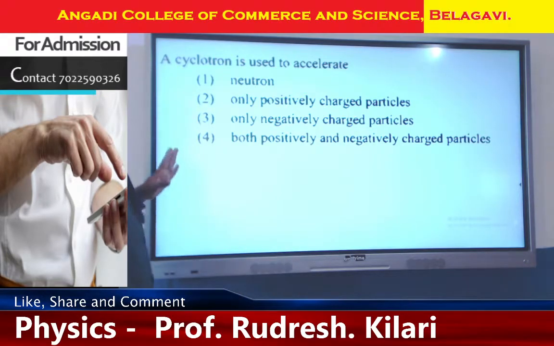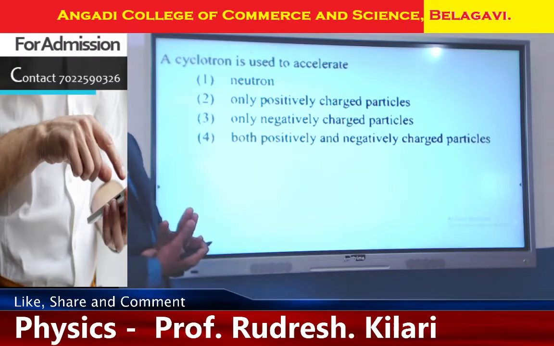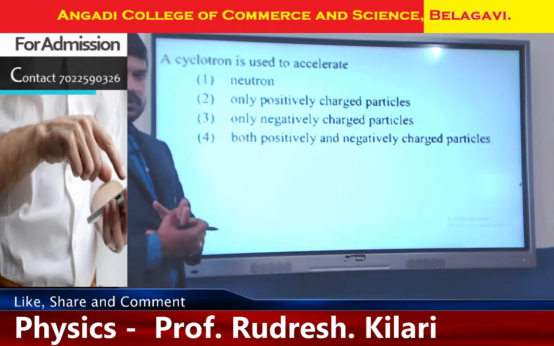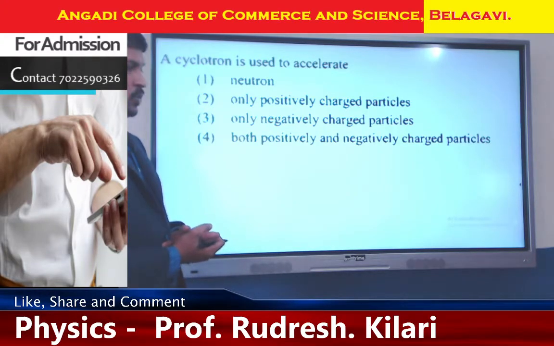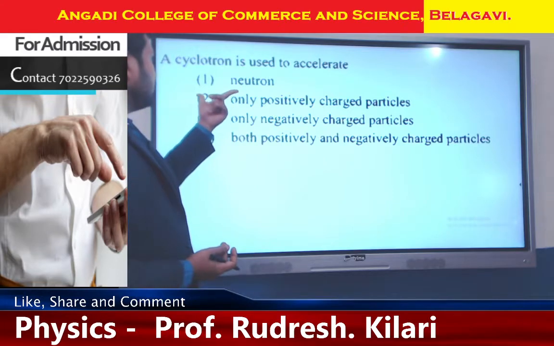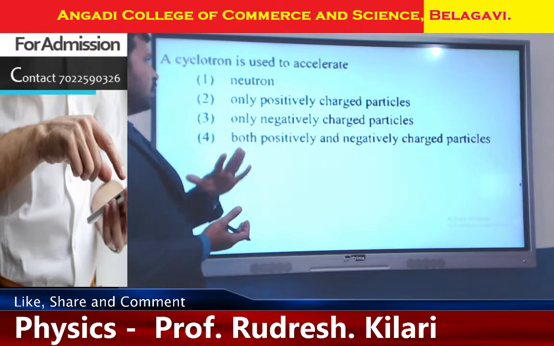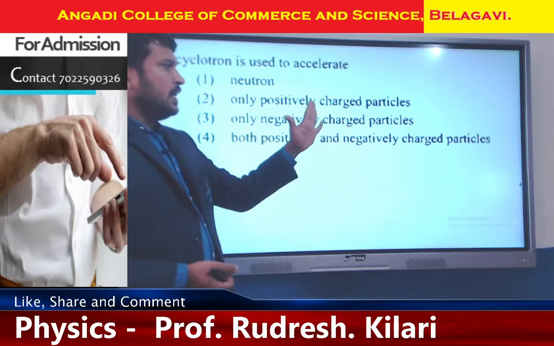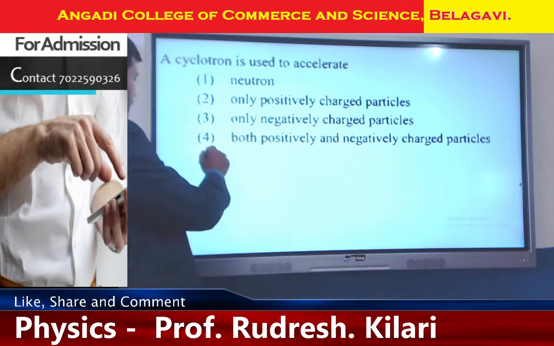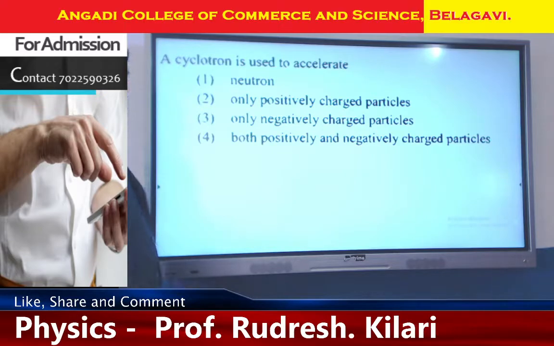Next one. A cyclotron is used to accelerate. Using a cyclotron, we can accelerate both positive as well as negative charges. Options: proton, neutron, charged particles. First one, neutron. Only positive charge, only negative charge, or both positively and negatively charged particles we can have. What's the option here? D is the answer. Right? This question was also asked before.